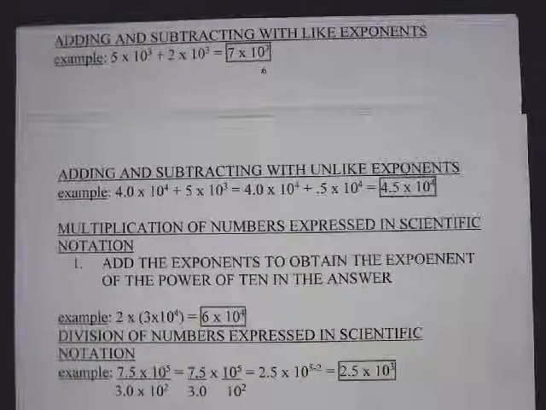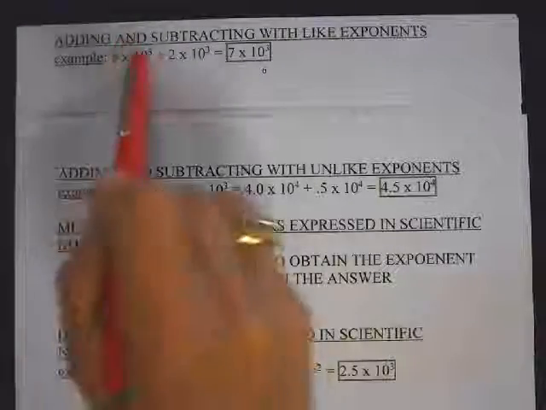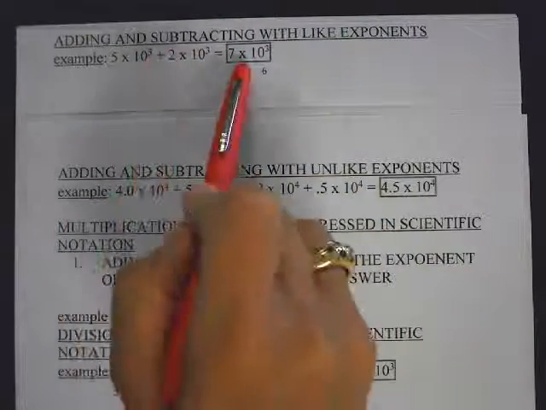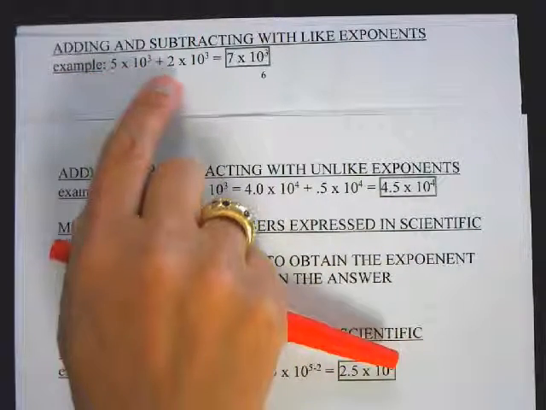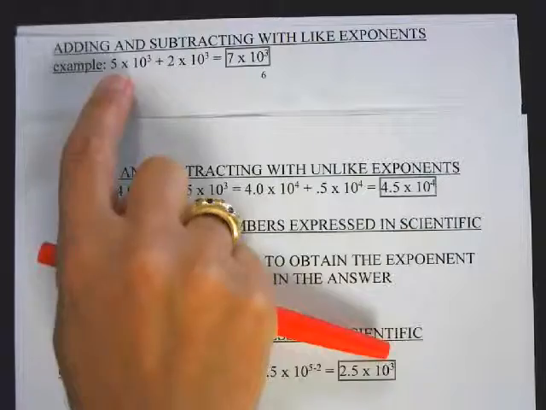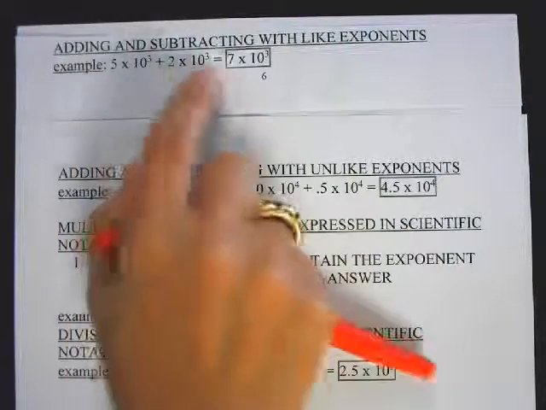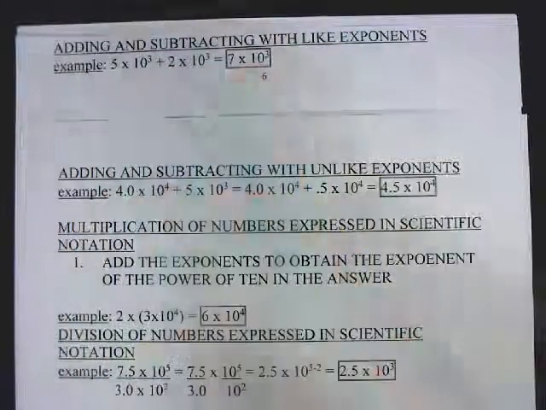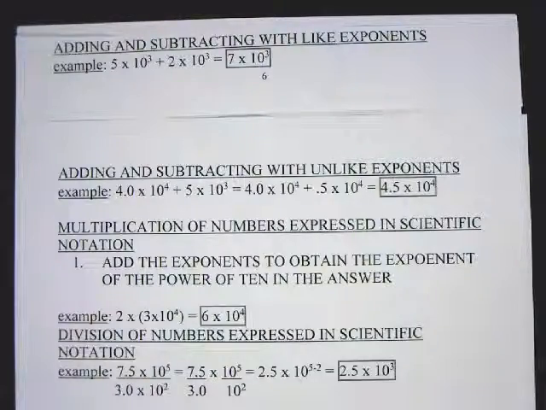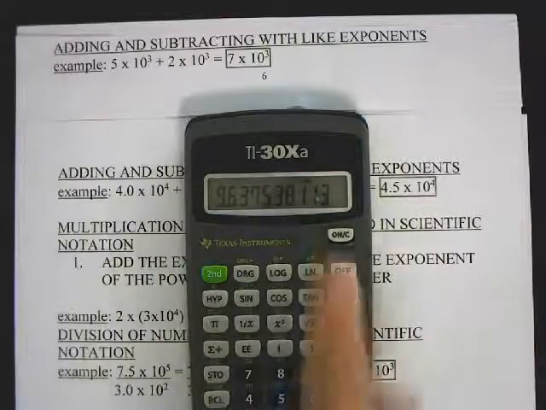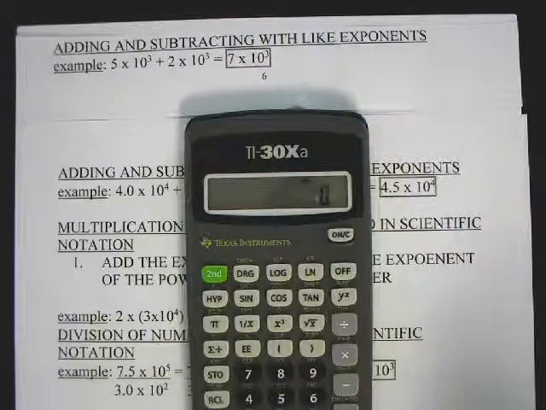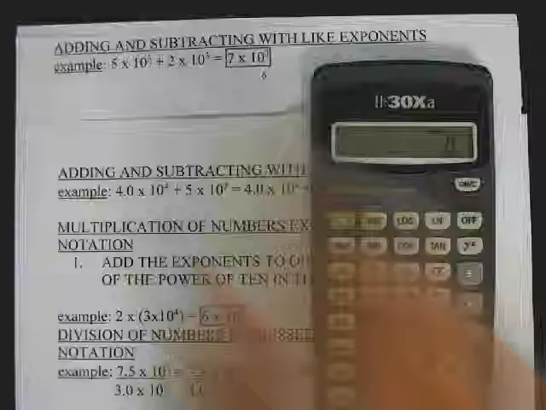So first of all, the rules: when you add and subtract, if the exponents are the same, you just first add the number in the front, whatever it's called, I know it has a name in math, I don't remember it. So 5 plus 2 is 7, and then 10 to the third, the power stays the same. But we want to practice doing this on our calculator, because this is the calculator that we're going to use on our test and quiz. So we're going to actually work this together.